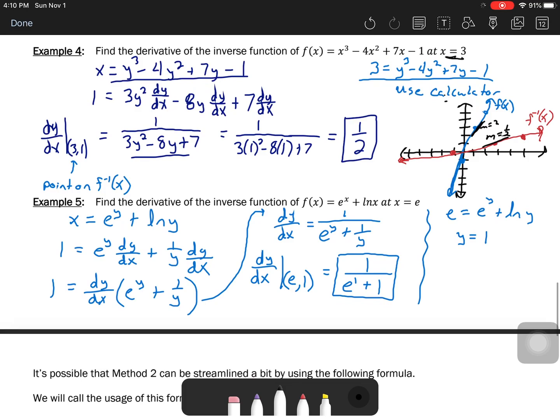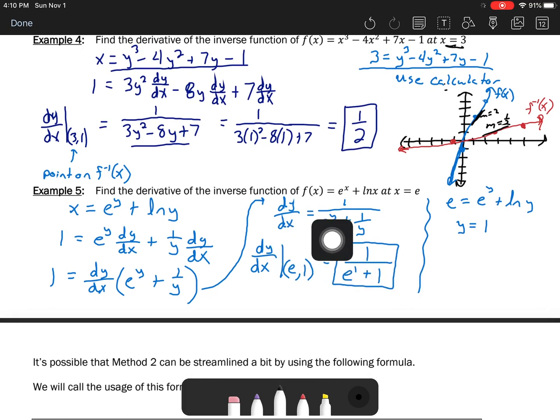All right. Example 5, this will be the last one we do. I know it's getting a little bit long. Sometimes the AP exam likes to grab some of these, e and ln functions. And so same concept, we can still use method 2 on this.